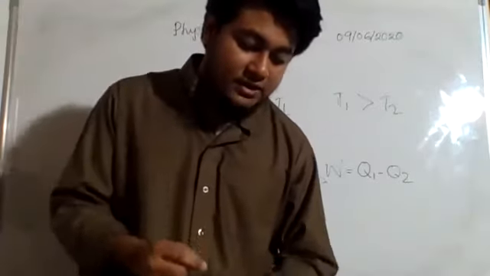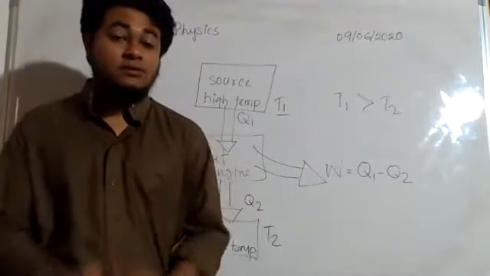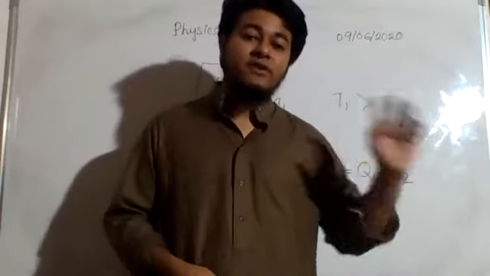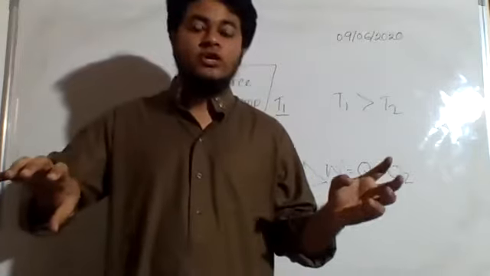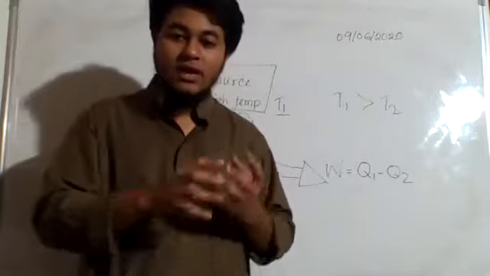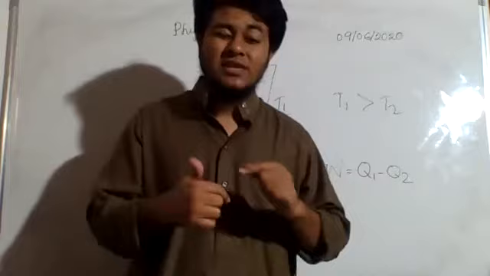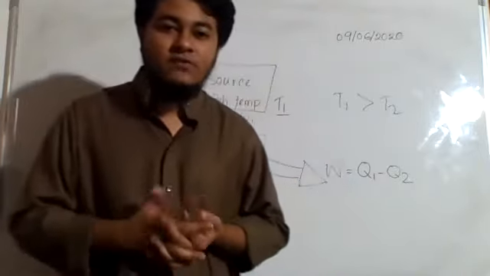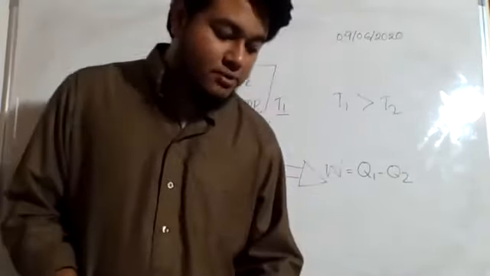Generally the engine can convert a maximum of 25% of the heat supplied. See, this is very less actually. If you supply 100 joule of heat to a system, it will be able to convert only 25 joule out of it into work, and the rest 75 joule will be wasted. So see, the efficiency is actually very less. Generally the engine can convert maximum 25% of the heat supplied.